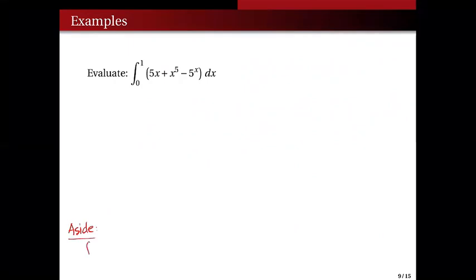You have the integral of 5x plus x to the 5 minus 5 raised to x dx. So for 5x, that's just 5x squared over 2, plus, for x to the 5, we'll have x to the 6 over 6. And then for 5 to the x, we will have 5 to the x over ln of 5. And then plus the arbitrary constant c.